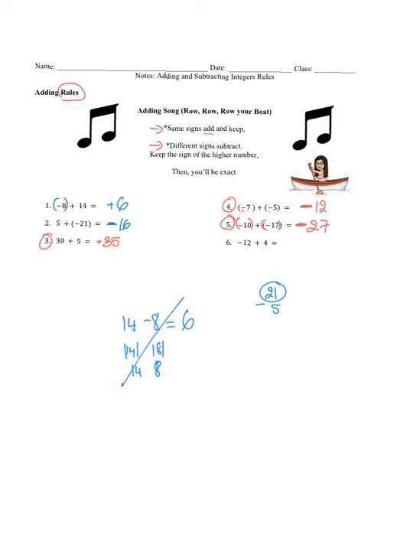Number 6, negative 12 plus 4. Same side, add and keep; different side, subtract. So this is different sides, we're going to subtract. 12 minus 4 is 8. Keep the side of the higher number. 12 is bigger than 4, so we keep this side as negative.